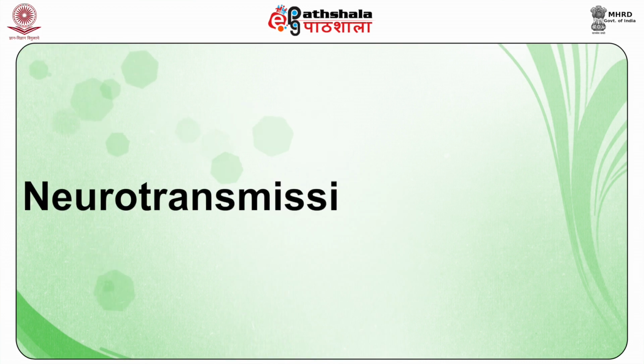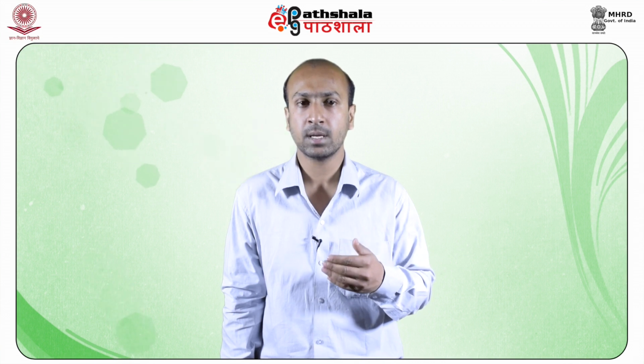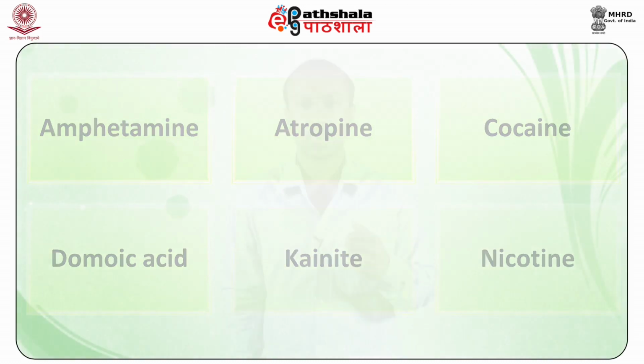Now, the neurotransmission associated neurotoxicity. A wide-ranging diversity of naturally occurring toxins as well as synthetic chemicals alters specific mechanisms of intercellular communication. Although neurotransmitter associated actions may be well understood for some agents, the specificity of the mechanisms should not be assumed. Amphetamine, atropine, cocaine, domoic acid, etc. are related to neurotransmission associated neurotoxicity.